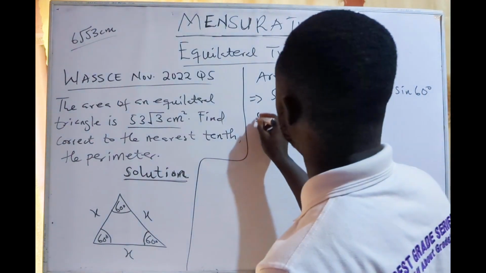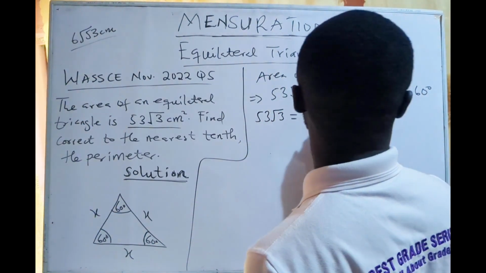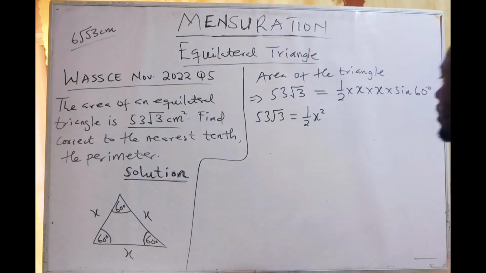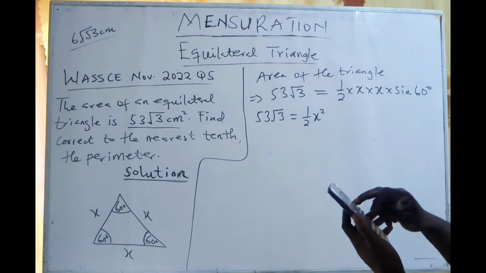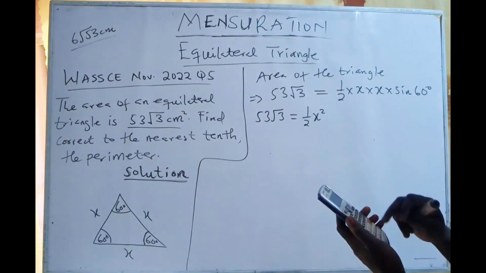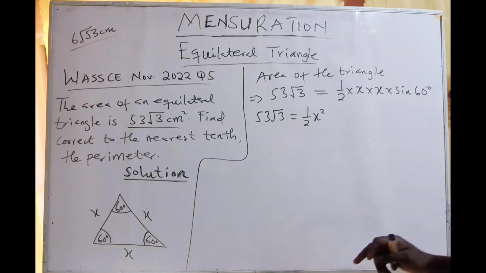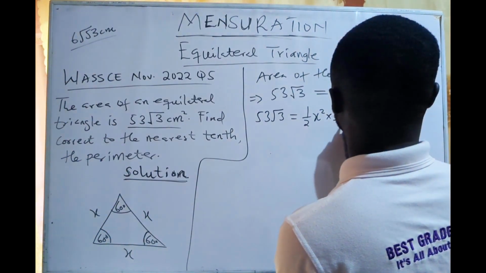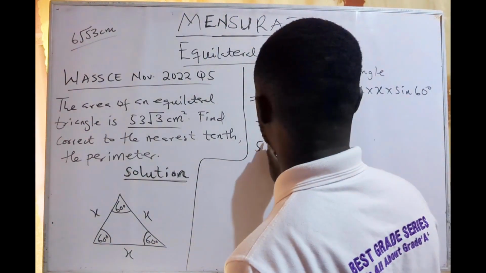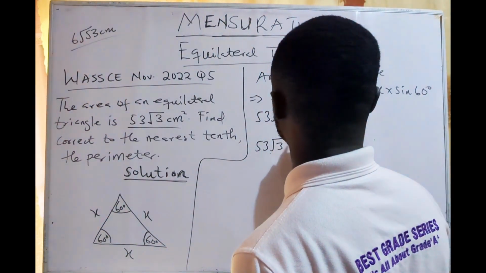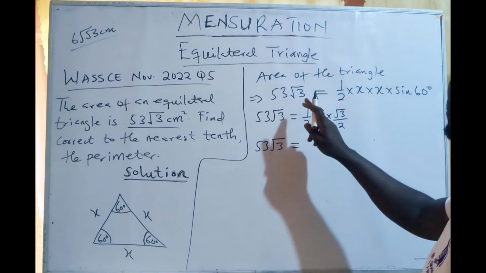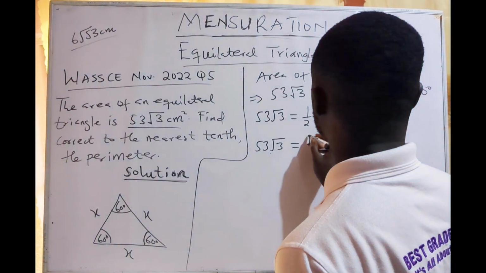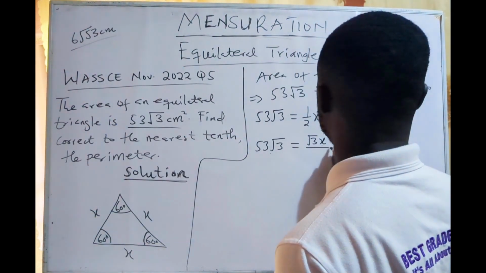So we have 53 root 3 equal to half s squared times sine 60 degrees. What is sine 60 degrees? Let's put sine 60 on the calculator. We are getting root 3 on 2. So times root 3 on 2. So we are going to get 53 root 3 equal to s squared times 1 times root 3, which gives root 3 s squared over 4.